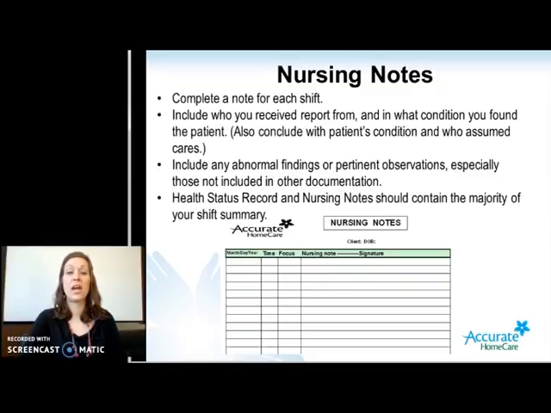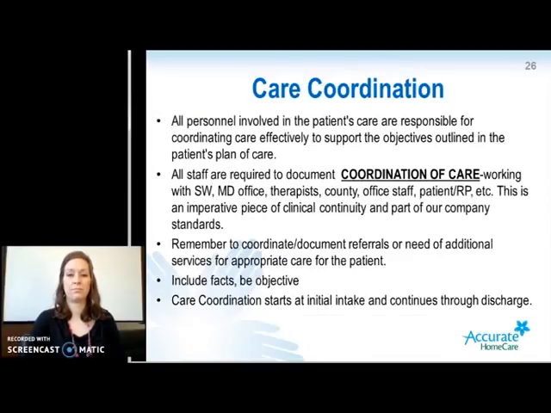During your shift, you want to include any abnormal findings or pertinent observations, so especially those that are not included in other documentation. As a rule, we chart by exception, and a narrative note is perfectly acceptable. You may also choose to do a focus note or a DAR note, data, action, response. Those are some other acceptable formats, but again, a narrative note is perfectly reasonable. The health status record, so the previous document of your head-to-toe assessment, and the nursing notes should contain the majority of your shift summary. So when we get requests for documentation from payer sources, those are typically the two documents that we will send to indicate the patient condition and the nursing functions throughout the shift.